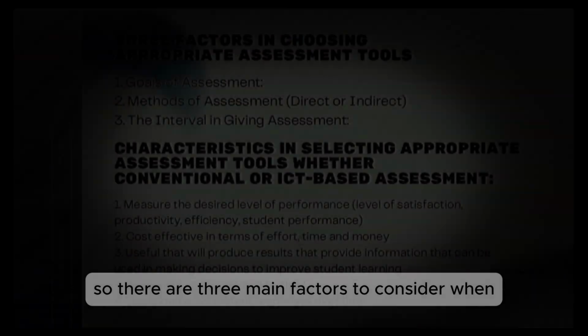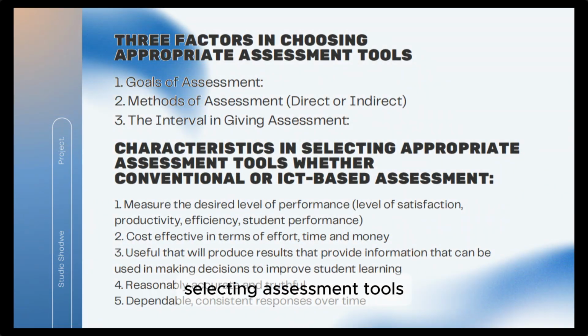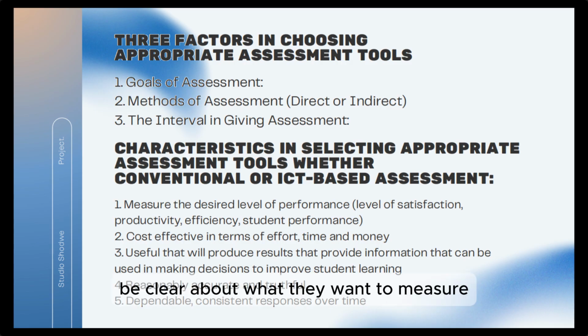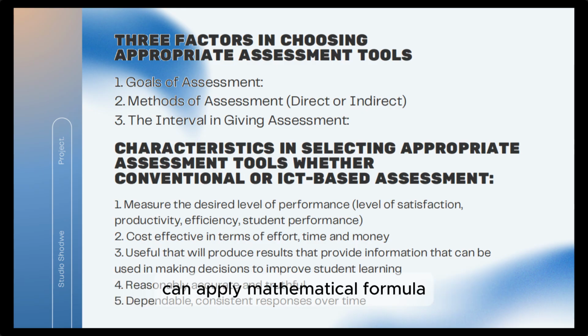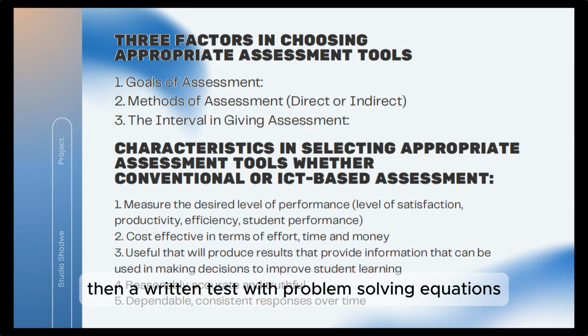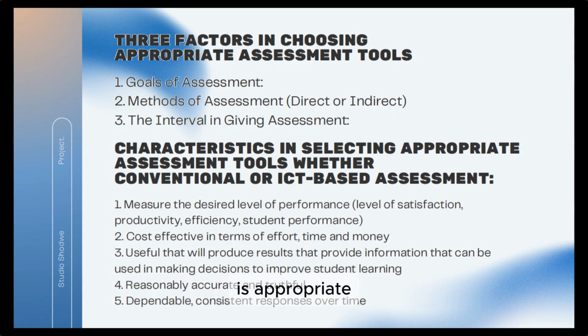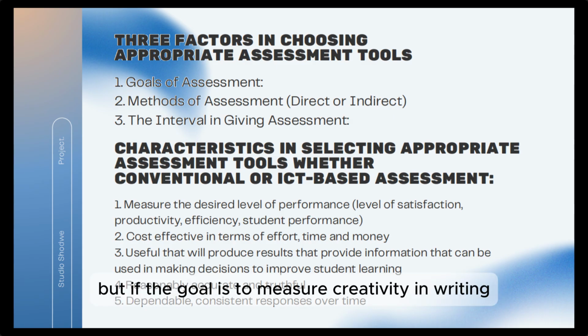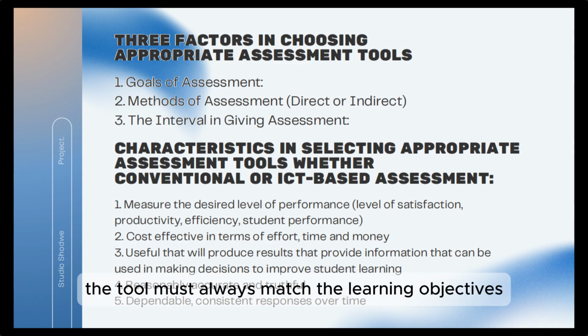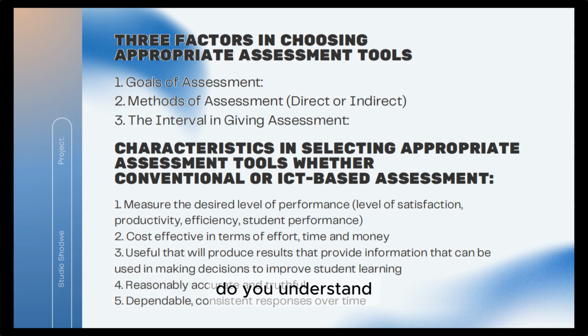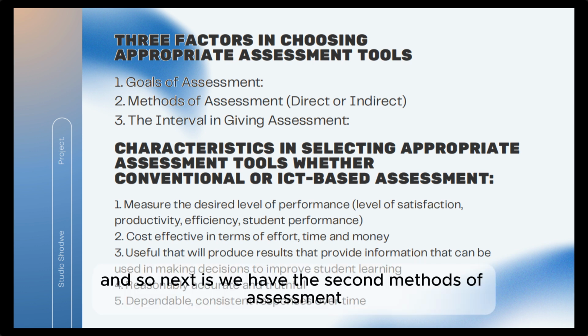And so, there are 3 main factors to consider when selecting assessment tools. First, we have the goals of assessment. So, the teachers must be clear about what they want to measure. For example, if the goal is to check whether students can apply mathematical formulas, then a written test with problem-solving equations is appropriate. But if the goal is to measure creativity in writing, then a portfolio or essay would be better. The tool must always match the learning objectives. Do you understand?